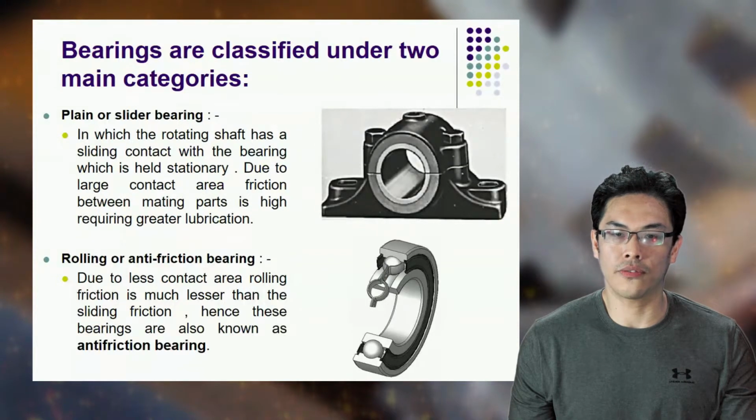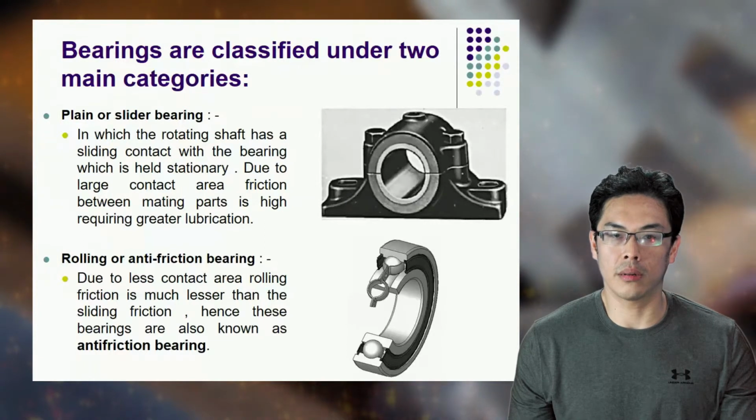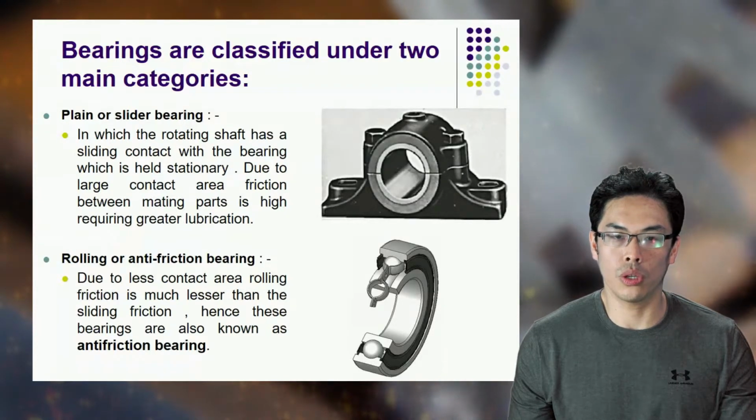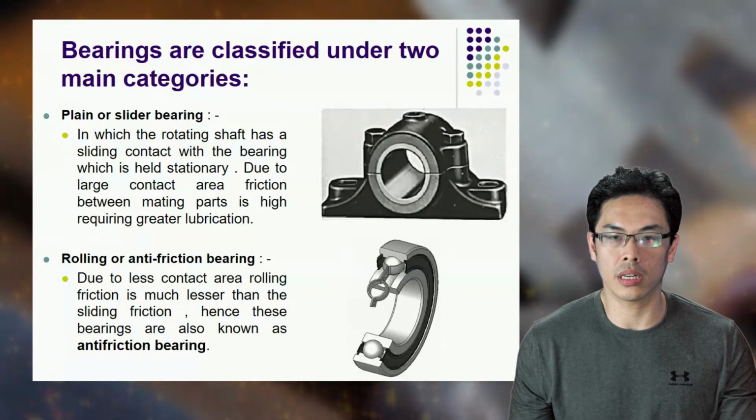Bearings are classified under two main categories: plain or slider bearing, in which the rotating shaft has a sliding contact with the bearing, which is held stationary. Due to large contact angle and area, friction between mating parts is high, requiring greater lubrication.